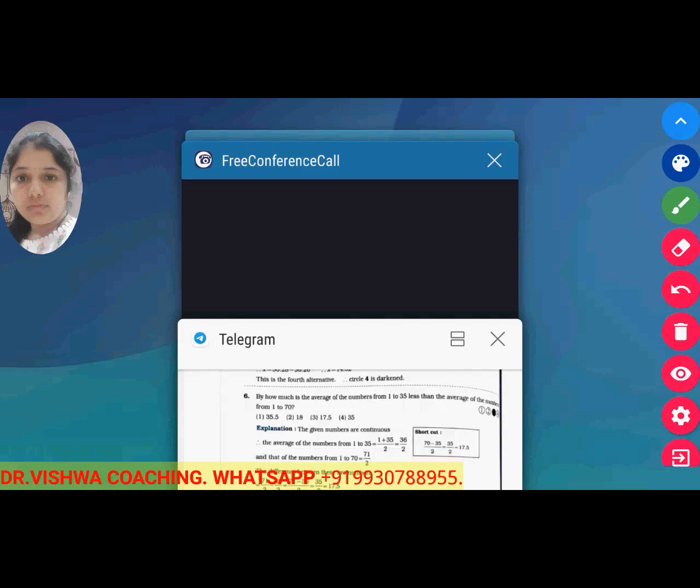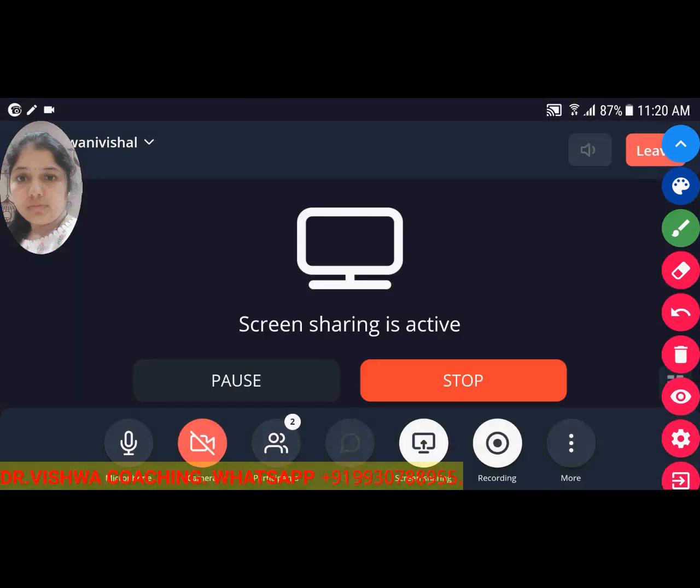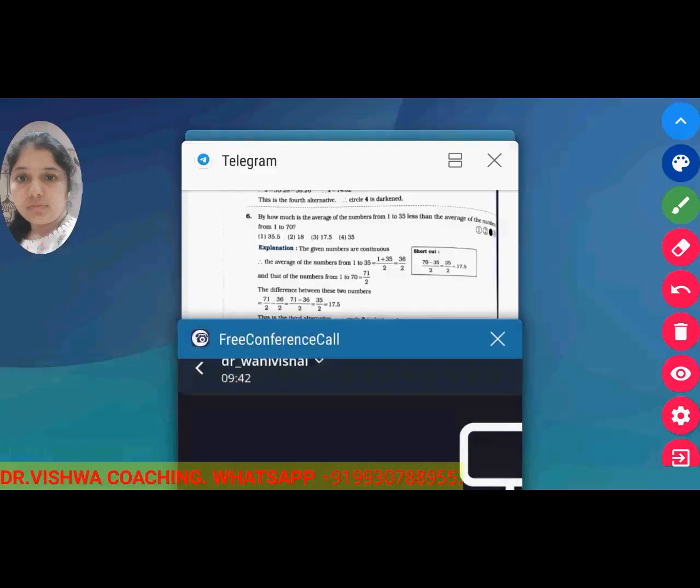The app got closed, one second. Something went wrong. It is hanging very much.